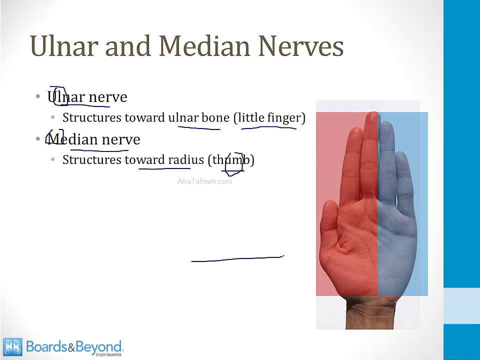And if you can just remember this general principle shown in this picture here of the median nerve innervating structures towards the thumb and the ulnar nerve innervating structures towards the little finger, you can answer lots of board questions about nerve lesions in the hand.